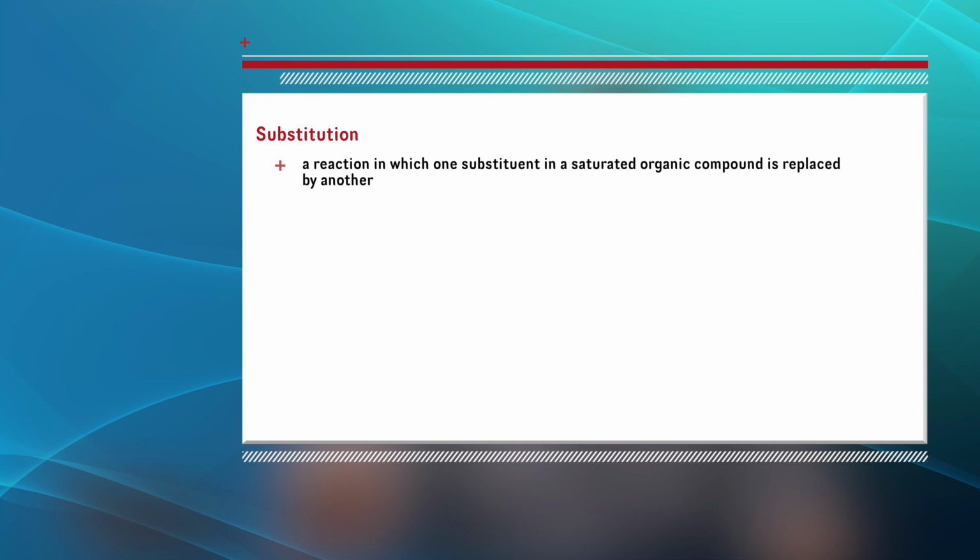Okay, so substitution. Definition. Substitution involves replacing one substituent on an organic molecule with another substituent. Generally, this happens with saturated organic molecules rather than unsaturated. Saturated means there's the maximum number of hydrogens. Unsaturated doesn't generally happen, or it's less likely for there to be a substitution.